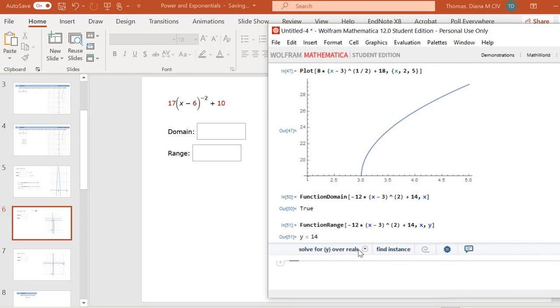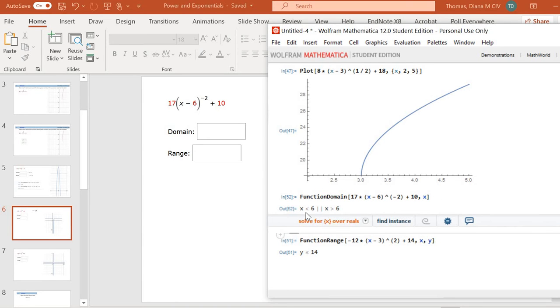But I haven't punched this into Mathematica. Let's see what Mathematica tells us. So we put 17, x minus 6, and then we put minus 2 here, and then we put plus 10. Let's see what it does. And it gives me this weird thing.